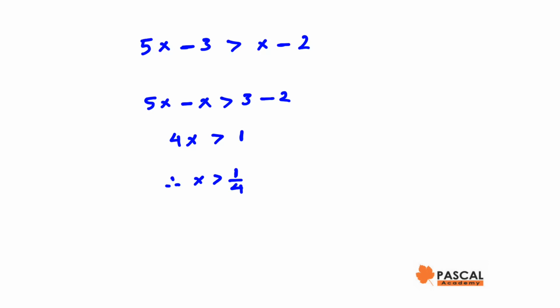One important part here is when you times or divide both sides of an inequality by a negative number, the direction of the inequality will be reversed. For example, 8x greater than 10x plus 3. From here we have 8x minus 10x greater than 3. This means minus 2x greater than 3. Therefore, x is smaller than negative 3 over 2.